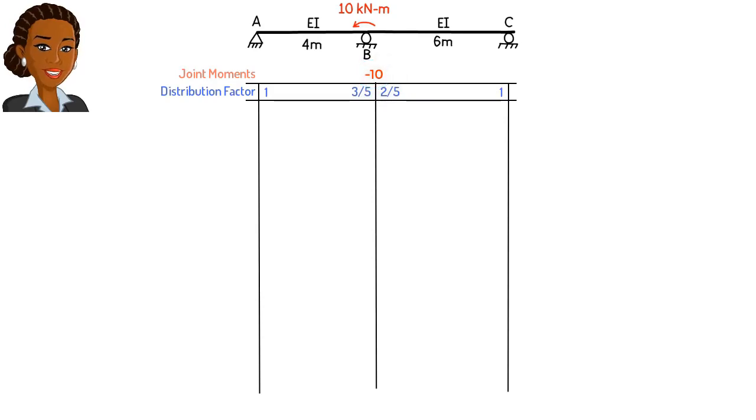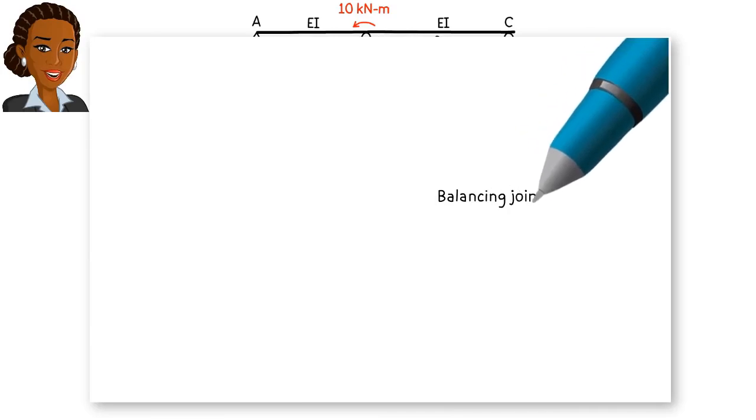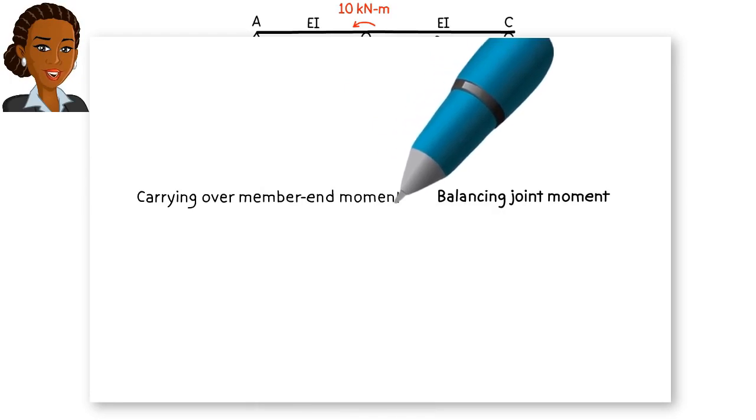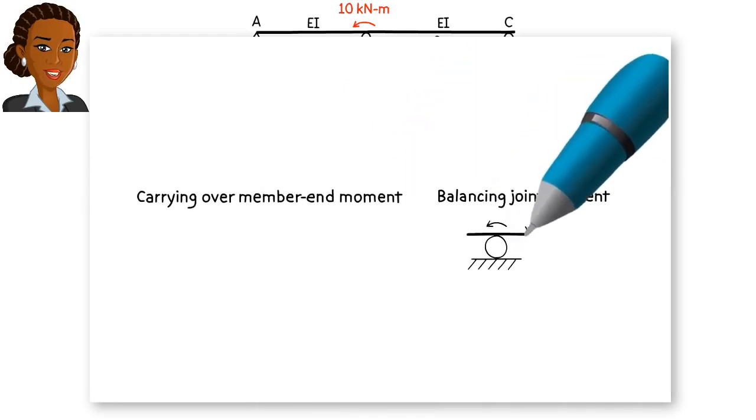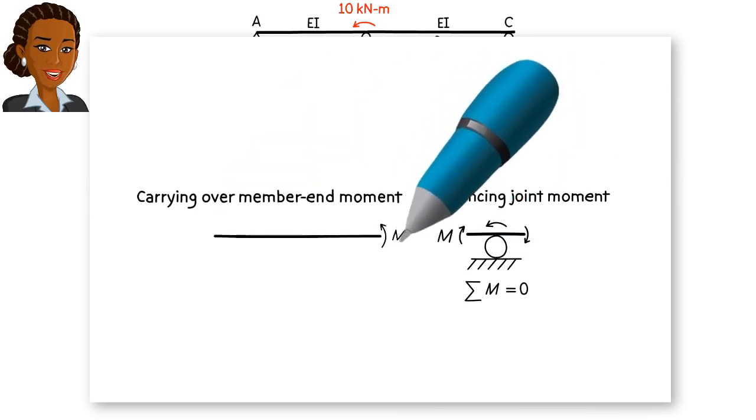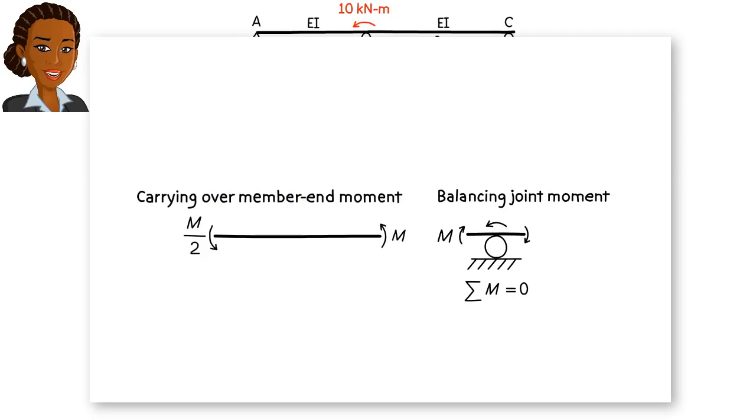Now we are ready to proceed with the iterative process of the moment distribution method. There are two basic steps in this process: balancing joint moments and carrying over member end moments. In the balancing step, we make sure the sum of the moments at each joint adds up to 0. In the carryover step, we distribute half of any moment added to one end of a member to its other end. So, if an outcome of the balancing step is the addition of bending moment M to the table, then in the carryover step, we place half of M at the other end of the member.